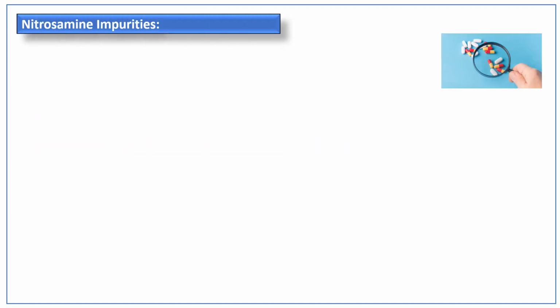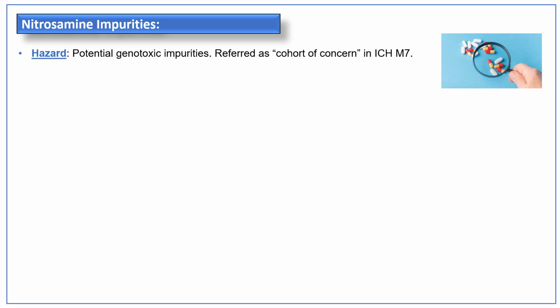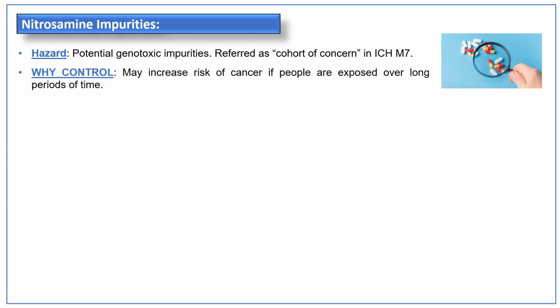So why is there so much chaos around nitrosamine impurities? Because they are potential genotoxic impurities and are referred to as the cohort of concern in ICH M7, right? They may increase the risk of cancer if people are exposed over a long period of time.